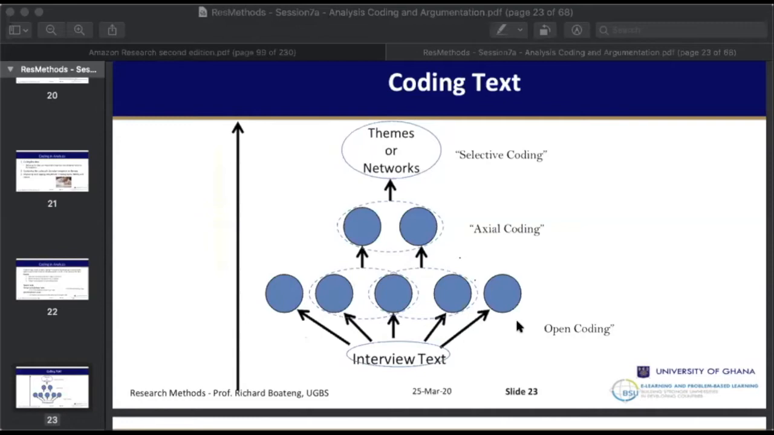Or somebody will say that at the open coding stage, most of the codes you see are descriptive and topical. Then you get to the next level, you have inferential coding. Then you get to the final level, in which I end up developing the theme that I want to be able to use to communicate my finding. Okay, this is just a visual representation.